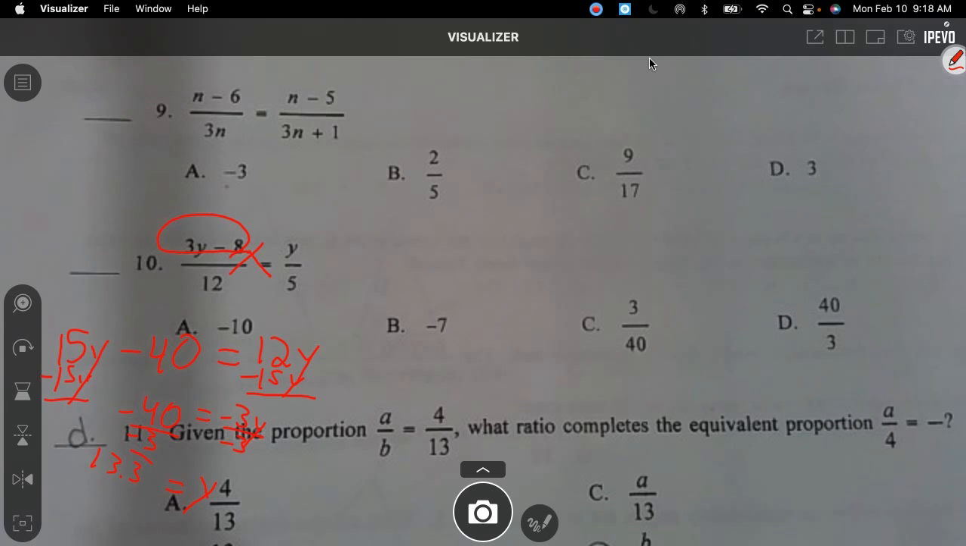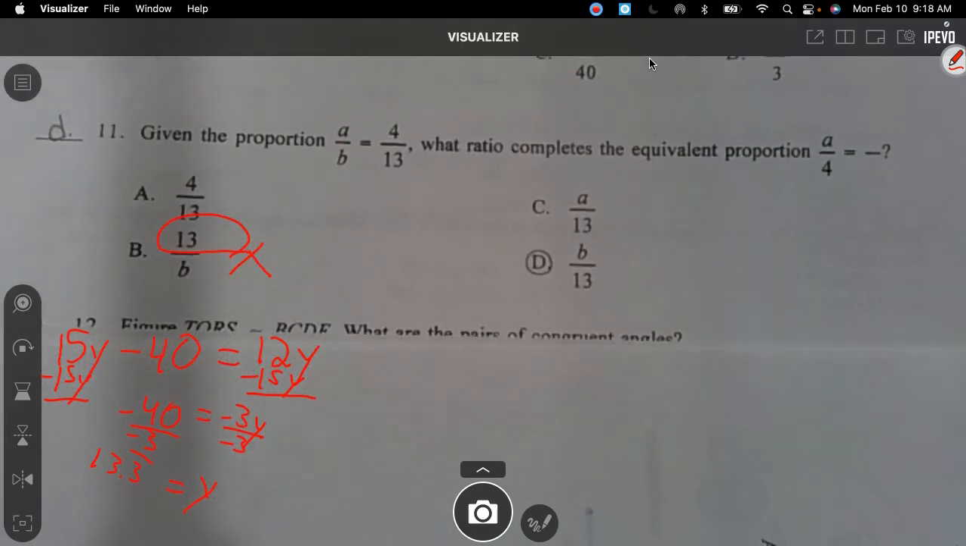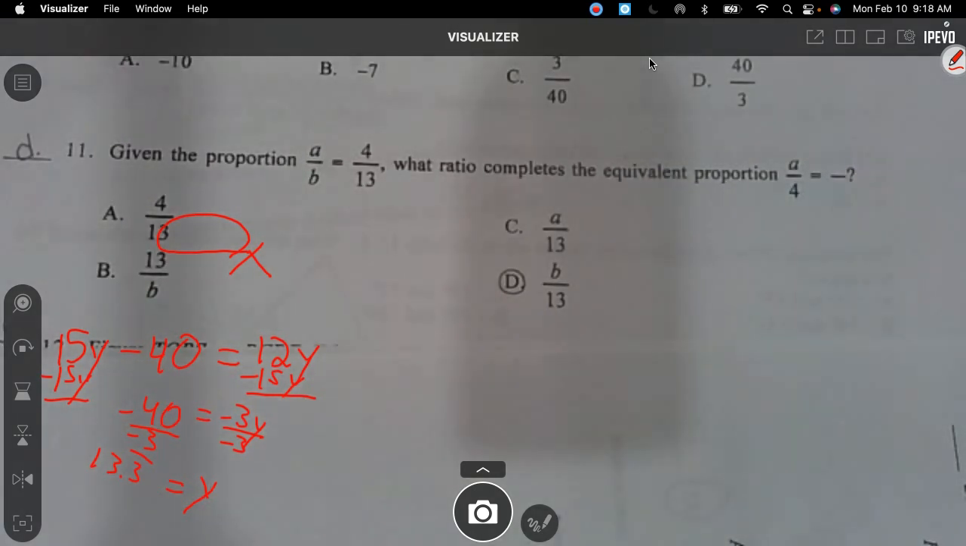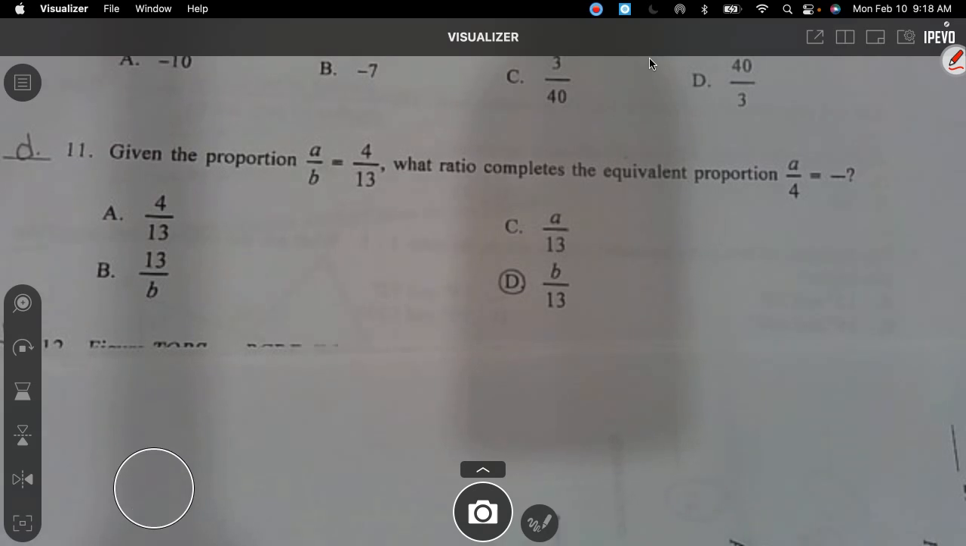Number 11. Okay, let's see. It says, what's the equivalent proportion? So this one, they just want us to see what changes. If they had A over B is 4 over 13, they changed it. They put A over 4, so it'd be over 13, so it would be B over 13. They just moved those. They just want you to see what moved, what changed, what swapped places. That one's B over 13.